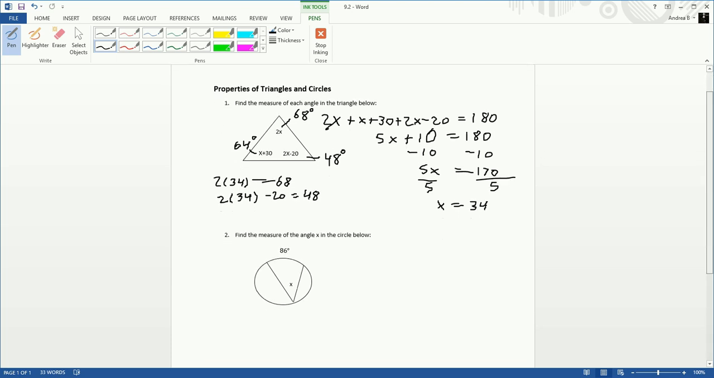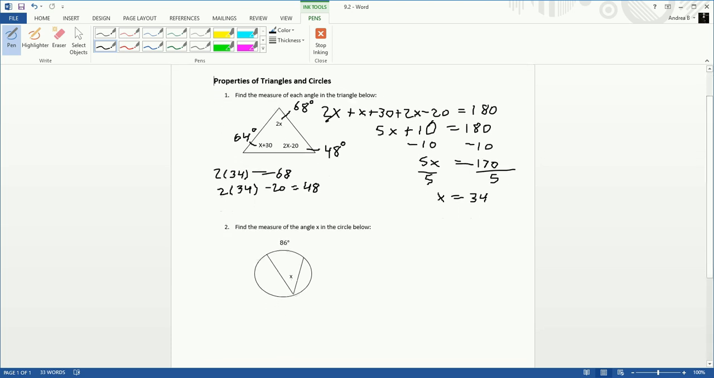For the next one, find the measure of the angle x in the circle below. So here you'll notice that the angle x is along the circle. It is inside the circle though, and the 86 degrees is on what's called the arc. This little part, let me highlight it here on the circle, this curve. So instead of it being an angle like we're used to, it is along the arc, that part of the circle, whereas x is the angle formed from inside the circle.